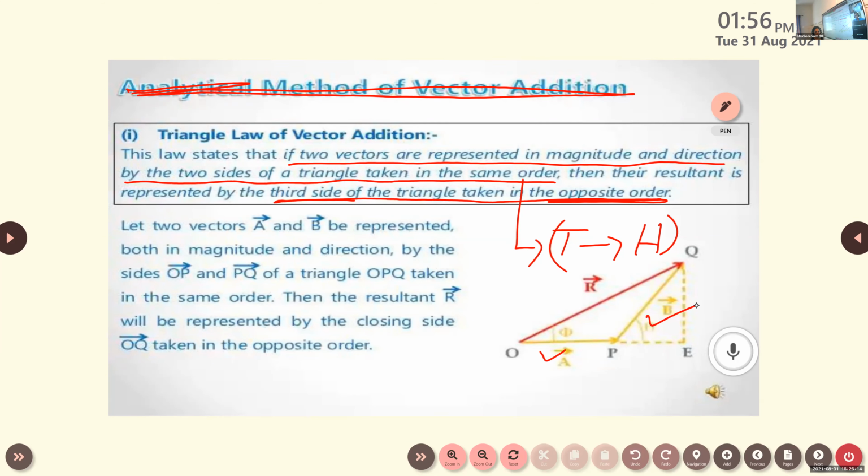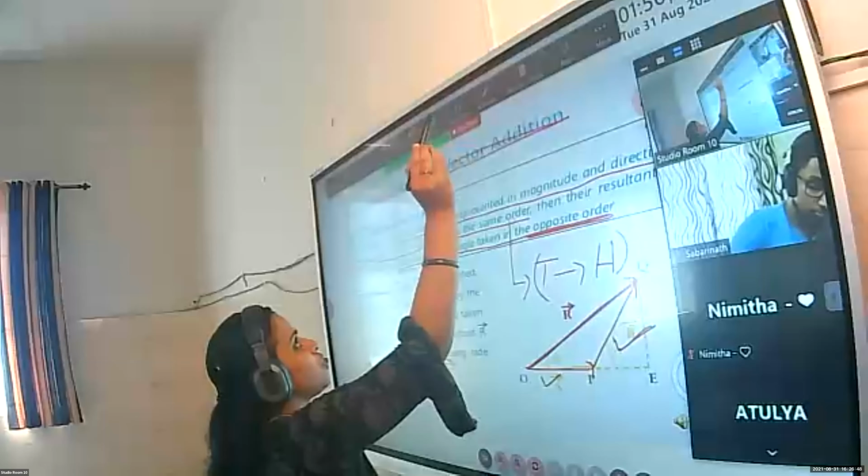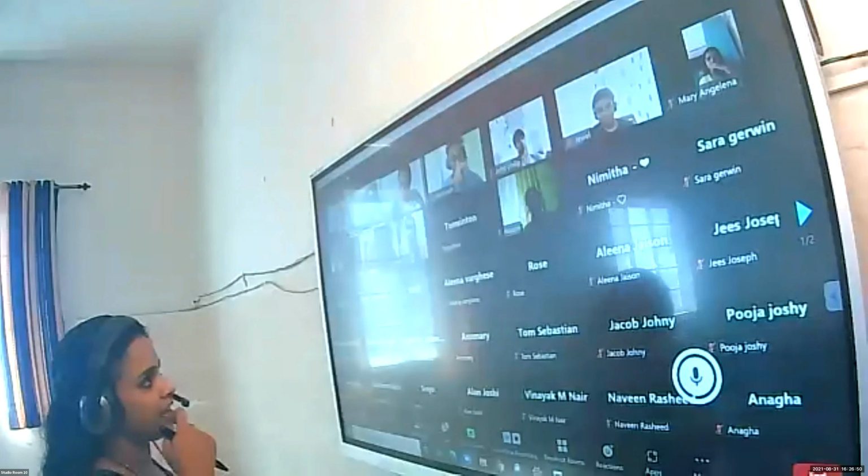Then what about the resultant? The resultant is the third side, because the two vectors represent the two adjacent sides of a triangle. The third side represents the resultant vector, and this resultant vector is taken in the opposite order. The first two vectors are in the same order. The resultant vector is in the opposite order. Okay, so today I am only taking the triangle law. Tomorrow we can discuss the parallelogram law of vector addition. Before that, we can once again recall the triangle law of vector addition.